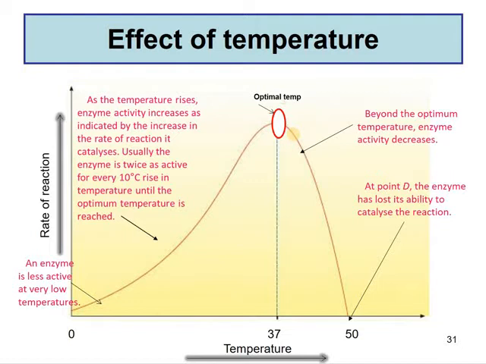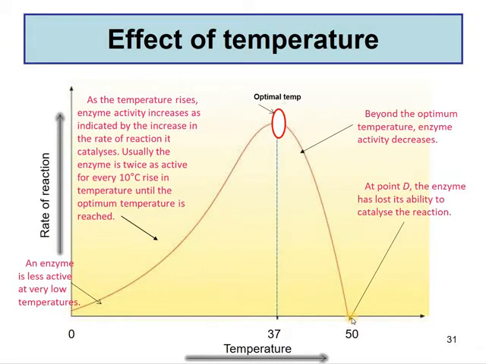So at this point, that is when the enzyme structure changes due to snapping of the hydrogen bonds and other bonds because of the high temperatures. And at that point now, the rate of reaction decreases because now the enzyme becomes denatured up until a point whereby there's no more enzyme activity.